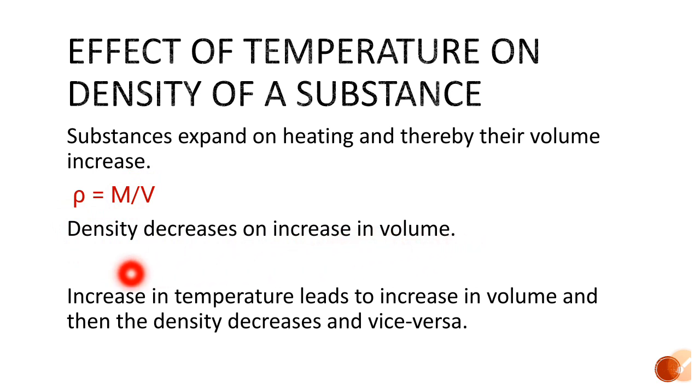So finally the sentence will be like that: the increase in temperature leads to increase in volume. Increase in temperature causes expansion, so it leads to the increase in volume and then the density decreases, and vice versa. So vice versa is added here. That means if the temperature decreases, then the volume also decreases and the density then increases. If this volume V decreases with the decrease in temperature, then this density increases. Just the opposite. That's why vice versa is added here.